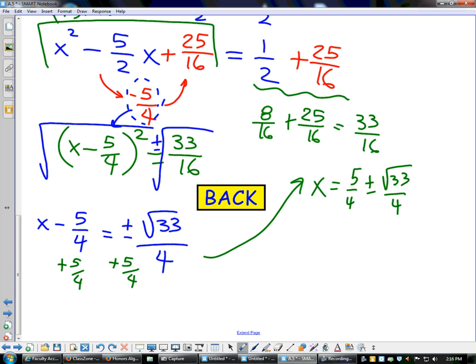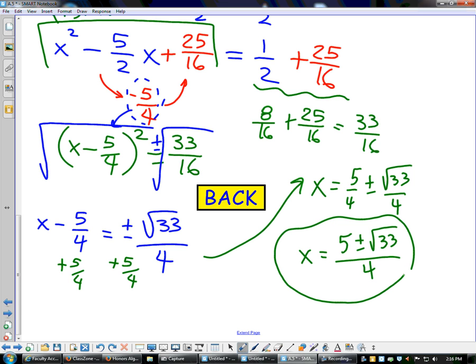Since they have a common denominator, it's okay to write it as 5 plus or minus square root of 33 all over 4. All right, and that would be our answer, our two solutions to the equation, 5 plus rad 33 over 4 and 5 minus rad 33 over 4. All right, so that's two examples of solving by completing the square.